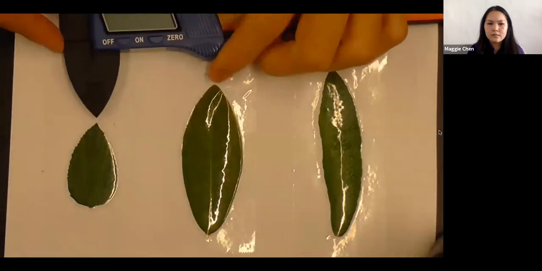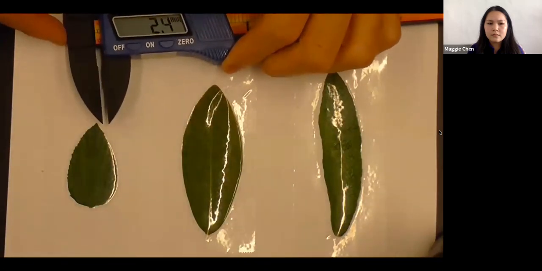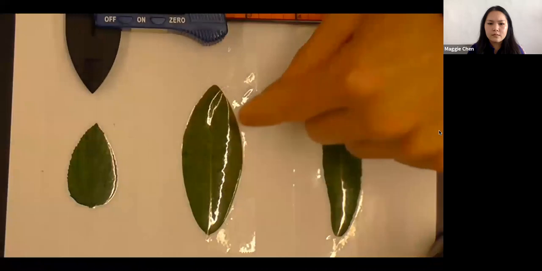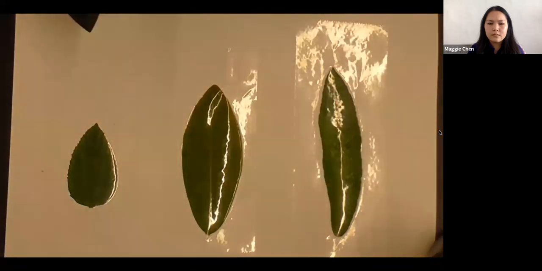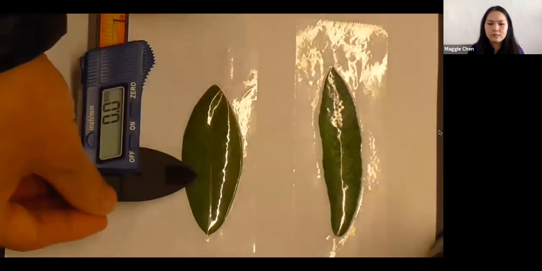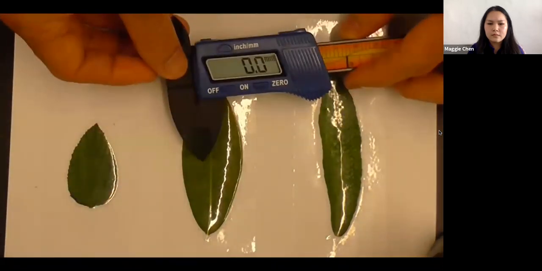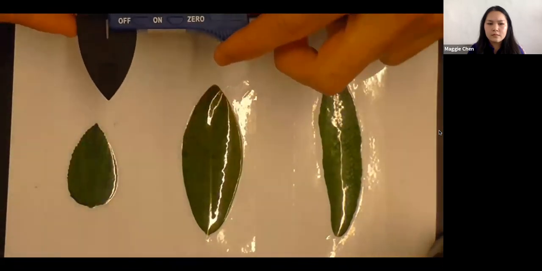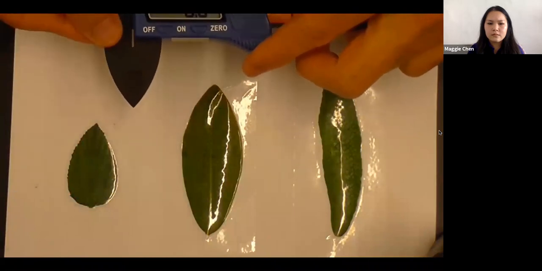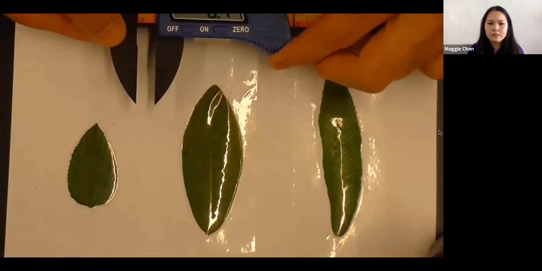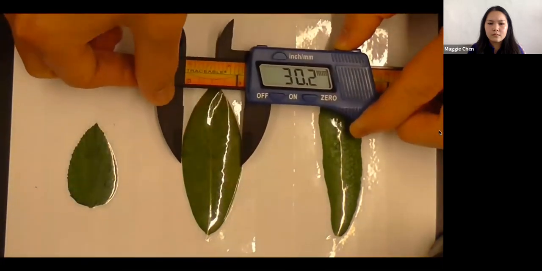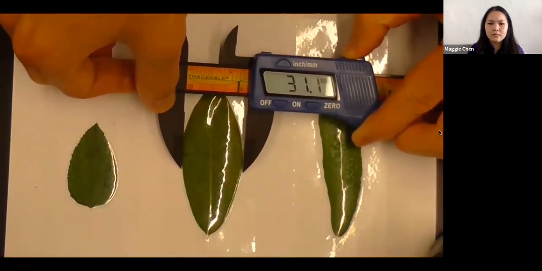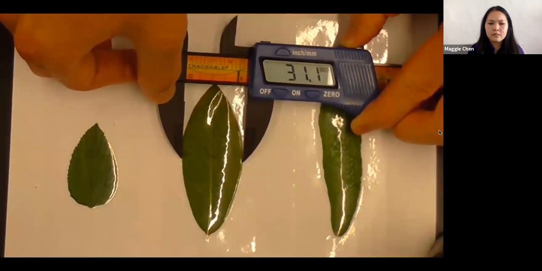Okay, now let's repeat the same process with our calipers. So we're going to once again be looking at the California bay laurel, and we are going to be using our calipers to measure the width and the length. We've got them all zeroed out. They've been calibrated, and they're ready to roll. So let's start, and our first measurement of width will read just around 31.1 millimeters.